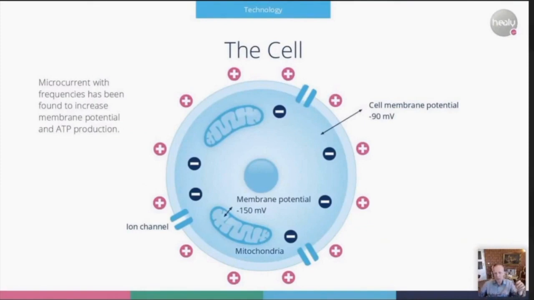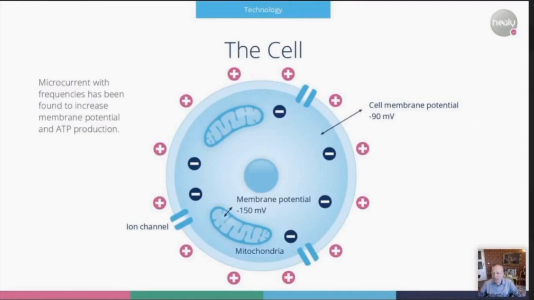So outside the cell, we have a positive potential, and inside the cell, we have a negative potential. That's the meaning of why we are saying minus 90 millivolt, why the cell membrane potential is negative, because inside the cell, the intracellular space, it's charged negatively. So this creates the cell membrane potential, which is up to minus 90 millivolt.